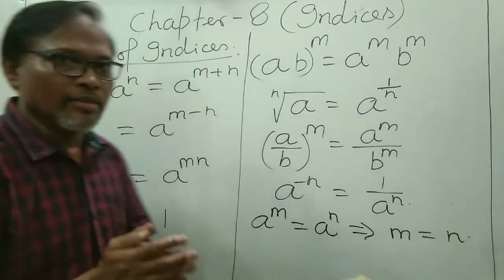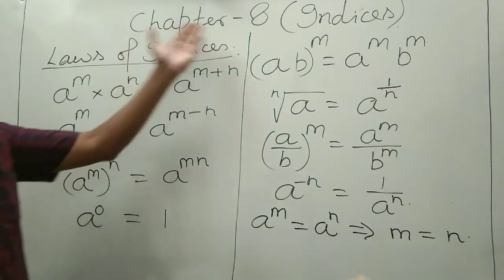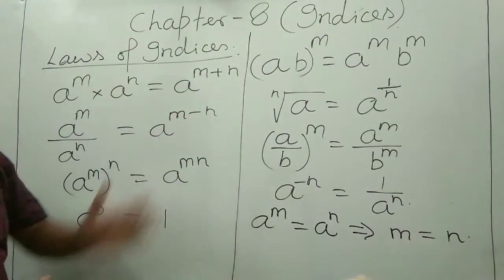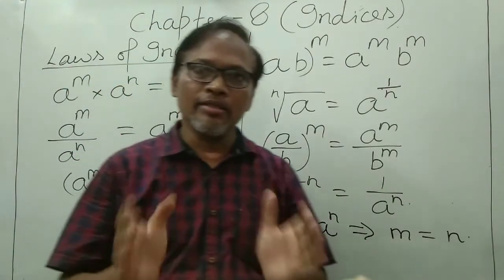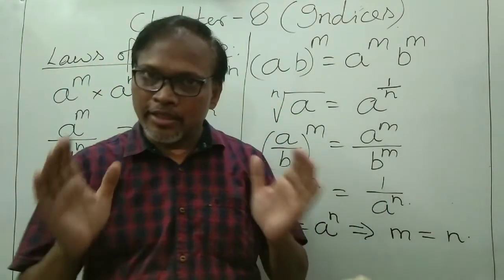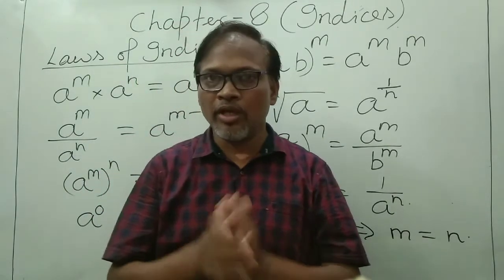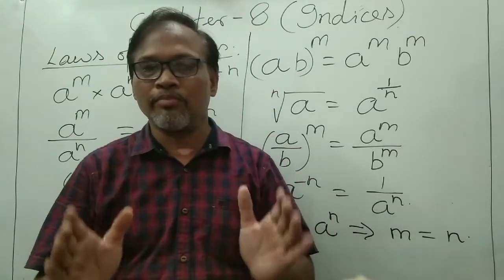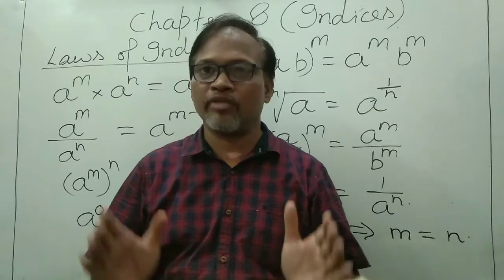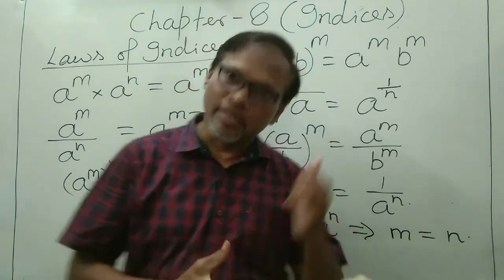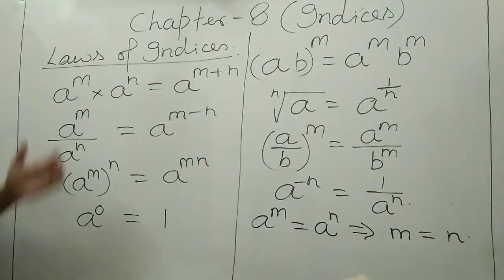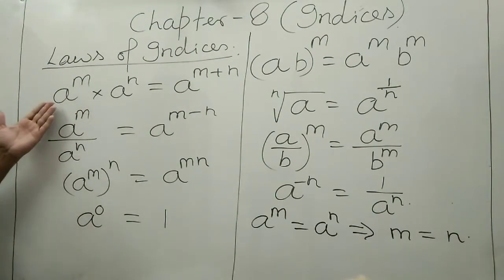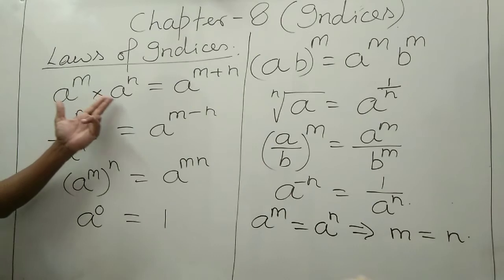Here you can see this one is chapter 8, indices. There are some laws written because in class 8 you have read about some properties of the indices. They are a type of revision. These are the laws: a to the power m into a to the power n.